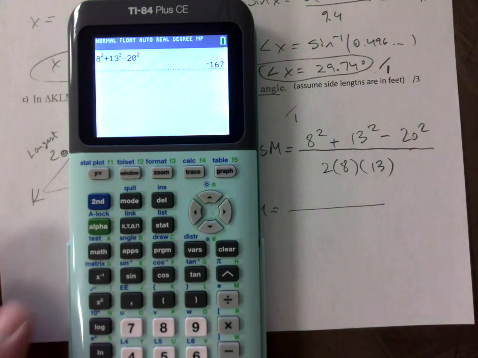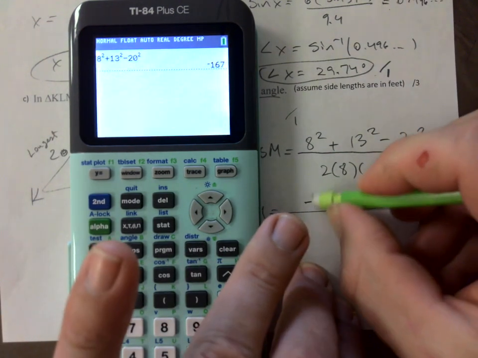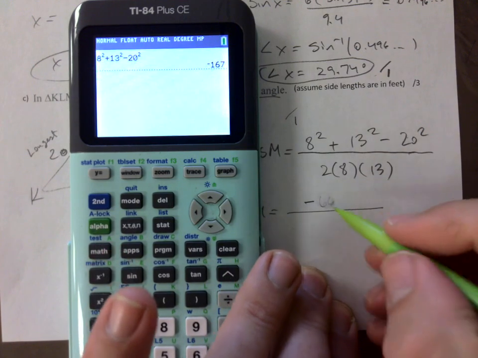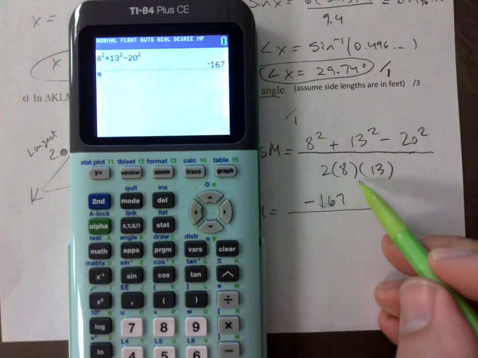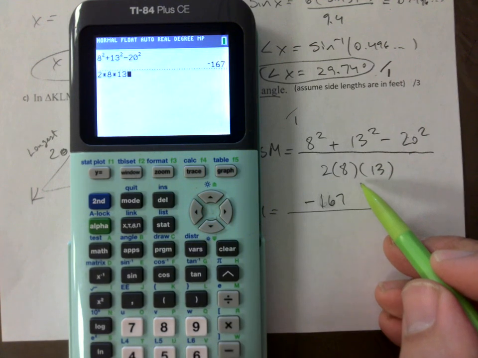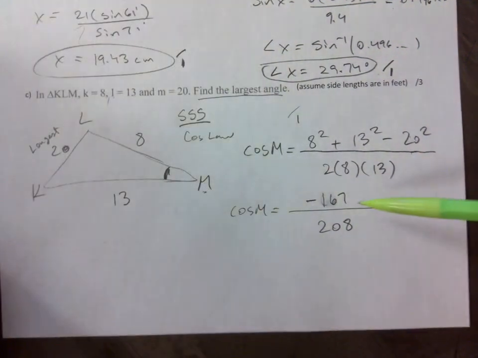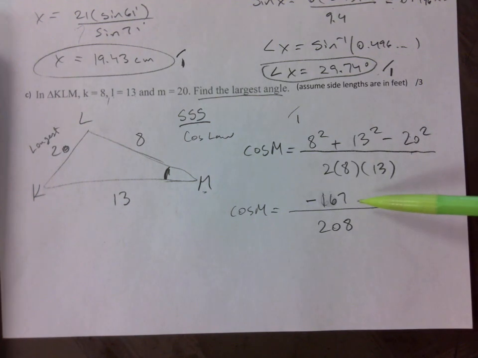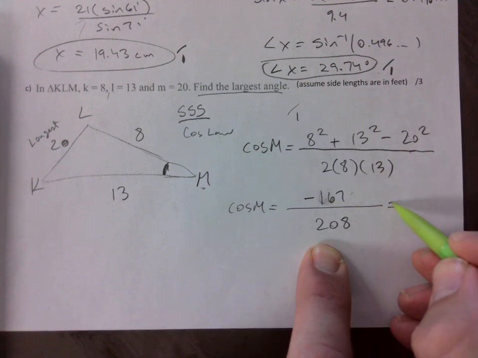You used to know these by heart, right, in intro. You would know your perfect squares. So negative 167 is what to get at the top, and the bottom is 2 times 8 times 13. That's 208. By the way, if the bottom isn't bigger than the top, you're in trouble. Like you're gonna get an error at one point, because when you divide these, you have to get a number that starts with a 0.